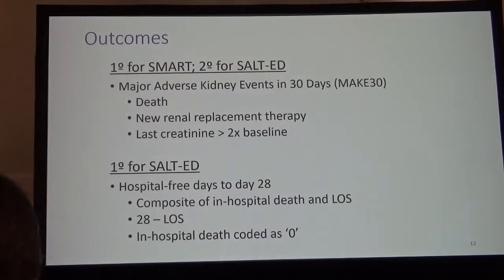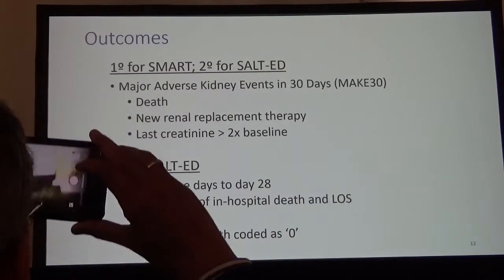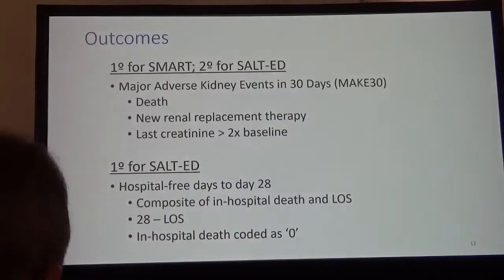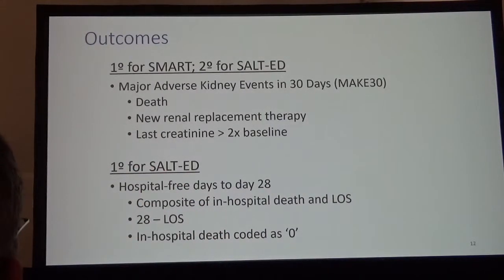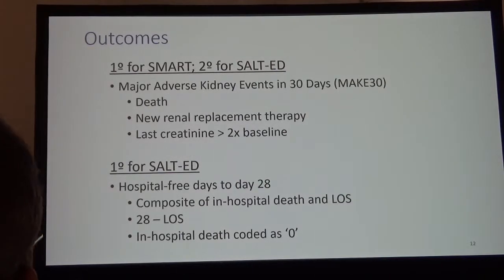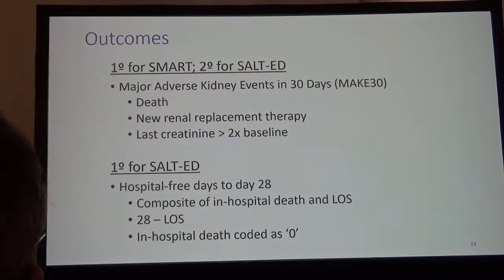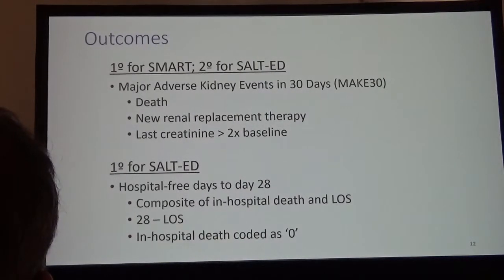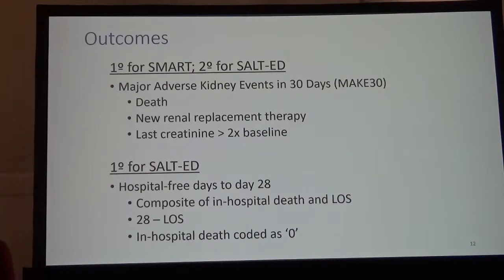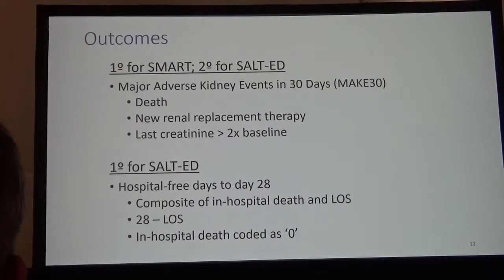Outcomes, as was mentioned earlier. The primary outcome in our ICU study was this MAKE-30, so major adverse kidney events, which is a composite. It is a composite of new renal replacement therapy, a doubling of creatinine from baseline, and death. In the emergency department non-critically ill study, our primary outcome was hospital-free days. This was probably a mistake on my part. I did not think a priori that in the non-critically ill patients we would necessarily see a difference in the MAKE-30 outcome, so we used this hospital-free day. You'll see at the end that was probably a mistake on my part.